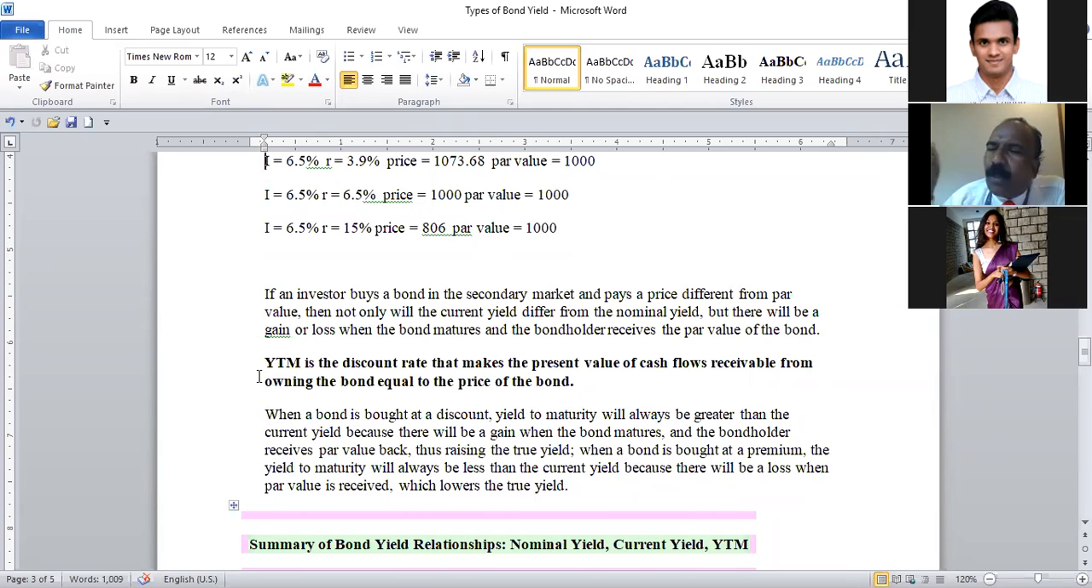When the bond is bought at a premium, that's the first scenario. Premium, that is 1073.68. Par value is 1000. Bought at a premium, the yield to maturity will always be less than the current yield. The yield to maturity is 3.9. It is always less than the current yield, that is 6.5, because there will be a loss when the par value is received, which lowers the true yield.